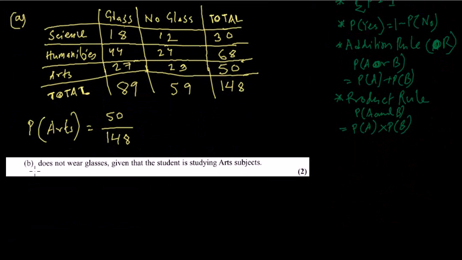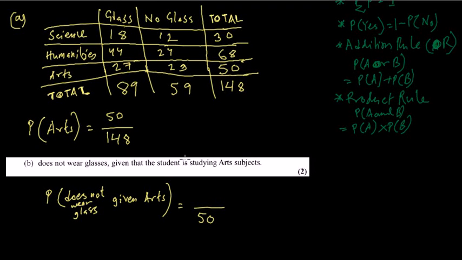So the next question is, does not wear glasses given that the student is studying arts. Okay, so for this probability, does not wear glasses, you write out the whole thing, given art student. Now first of all, whatever information is given, that is the total. So the total of art students is, there are 50 students who take arts. Now out of these 50 students, they're saying do not wear glasses. So if there are art students 50 and no glasses, there are 23 students who do not wear glasses, so this should be 23 by 50. Very straightforward and very simple. Let's move on to the next question.